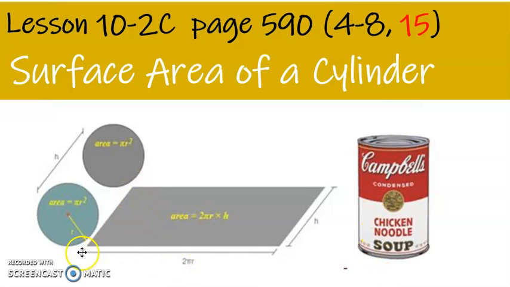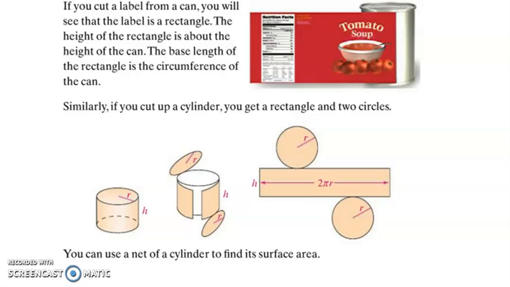If you really think about it, this distance around the top is the same thing as the distance right here, and so that's circumference. So we can use circumference and also the height of the can to calculate the surface area of a cylinder. Here's another diagram. I kind of like how this one looks too.